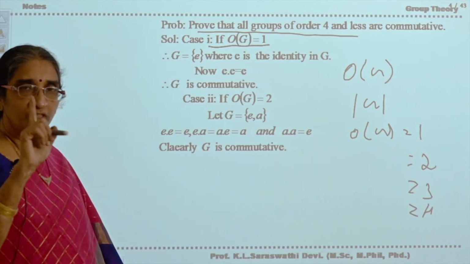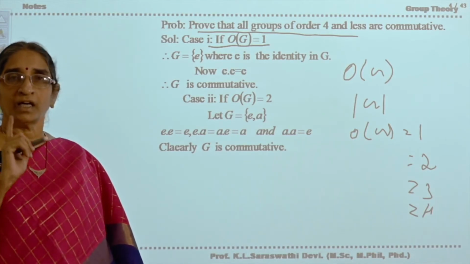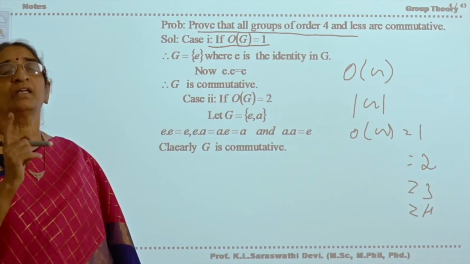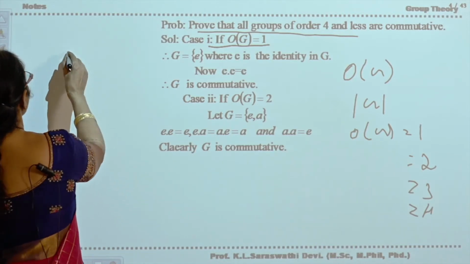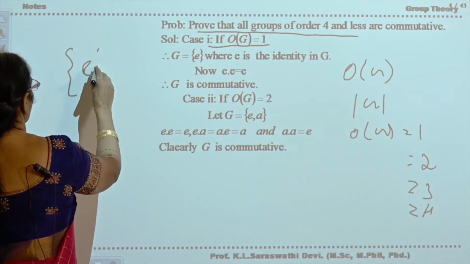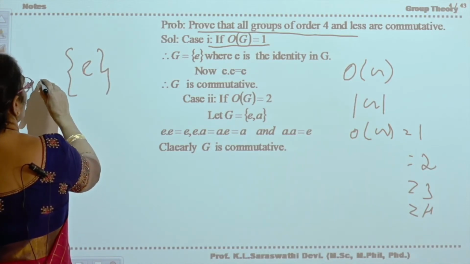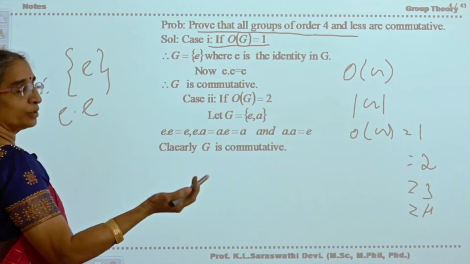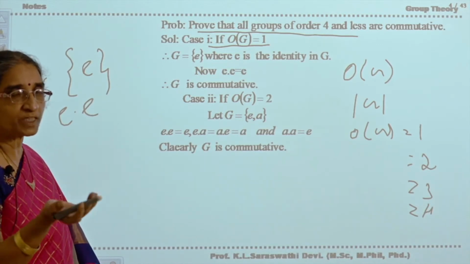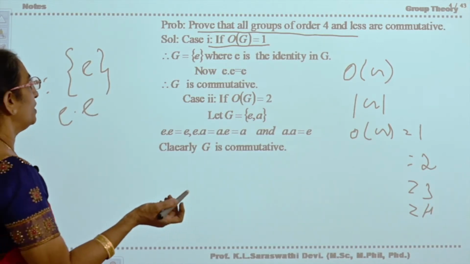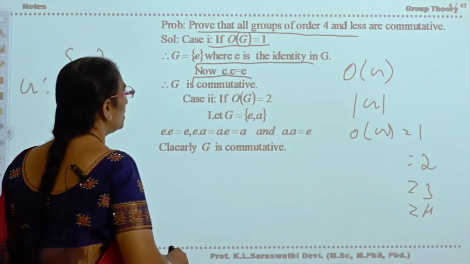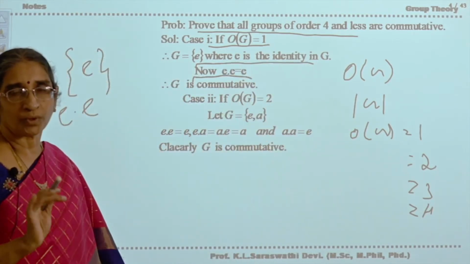When order of G is equal to 1, the group contains only one element, which is the identity element E. This is G, G is equal to {E}. E dot E, or 0 plus 0 if it is with respect to plus. E plus E is equal to E. E dot E is equal to E. This G is commutative. You can say that.